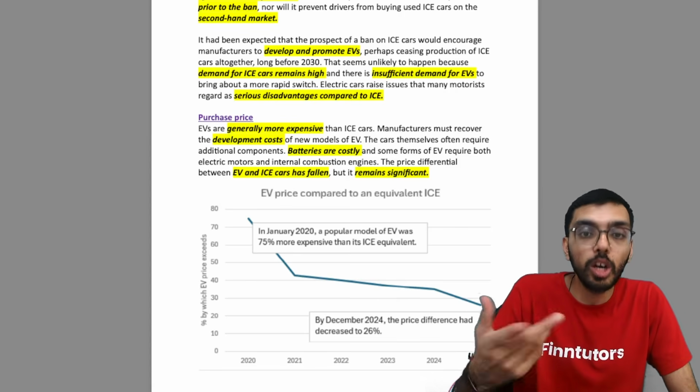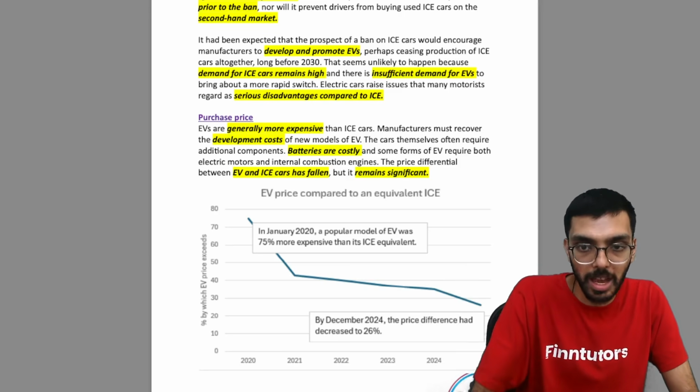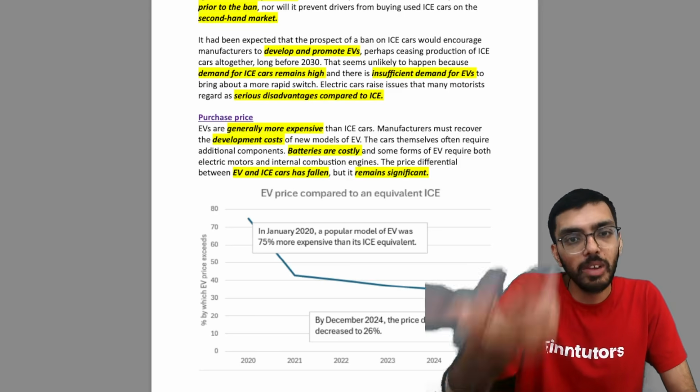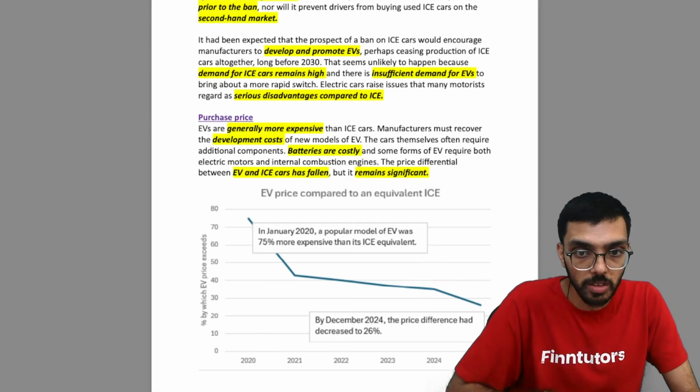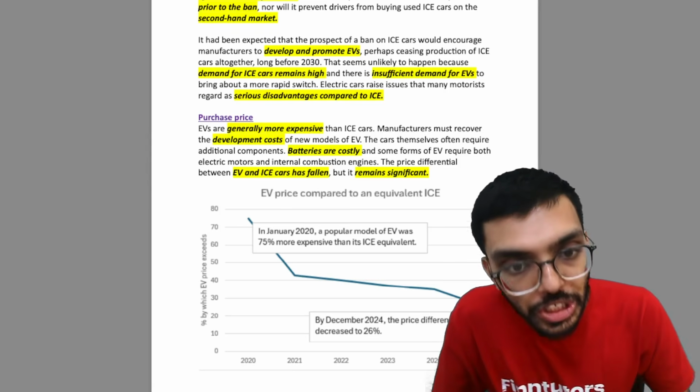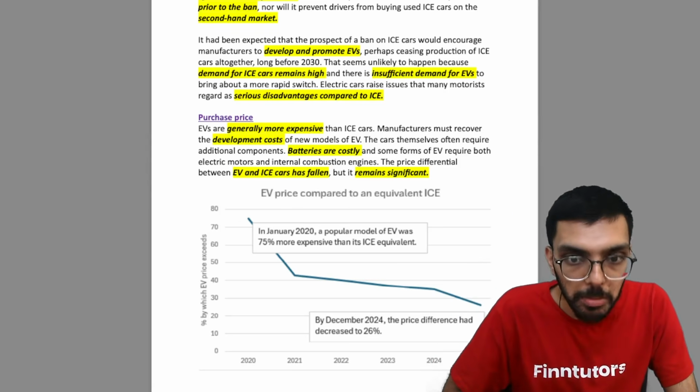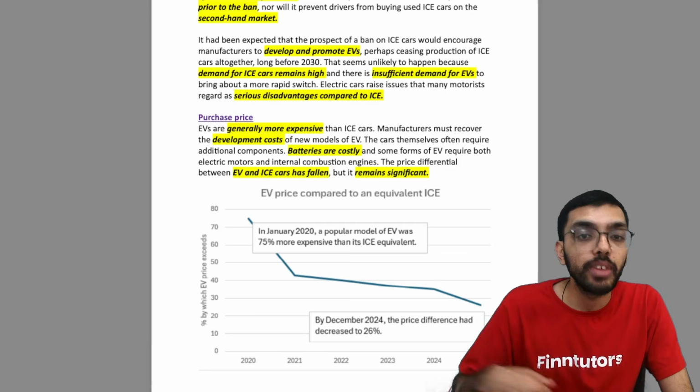So this is adding to the cost. If it's a plug-in hybrid, or it's a hybrid, or it's a MHEV, you will require your internal combustion engines, increasing the cost. The price differential between EV and ICE cars has fallen, but still is significant.